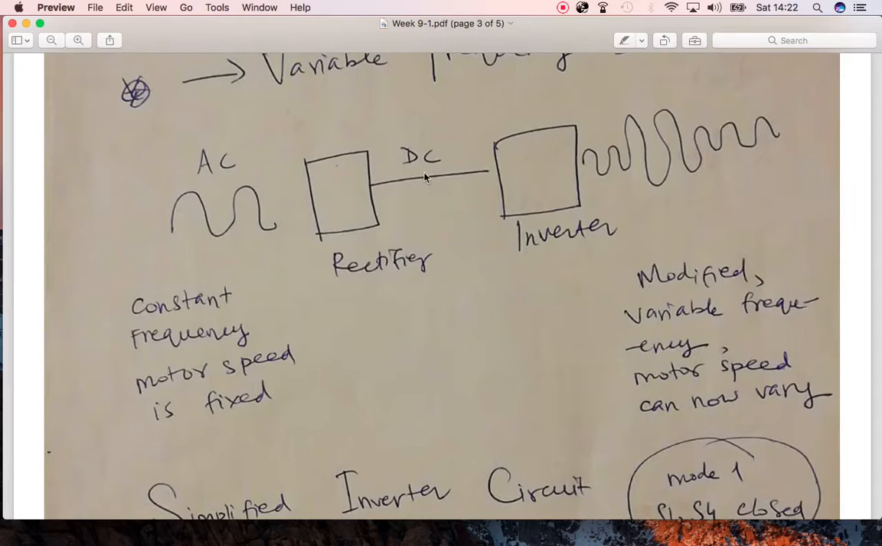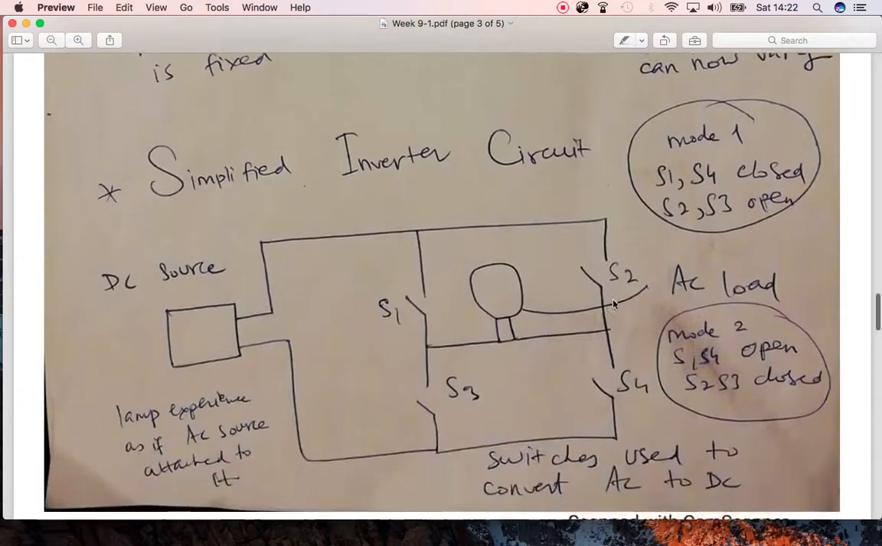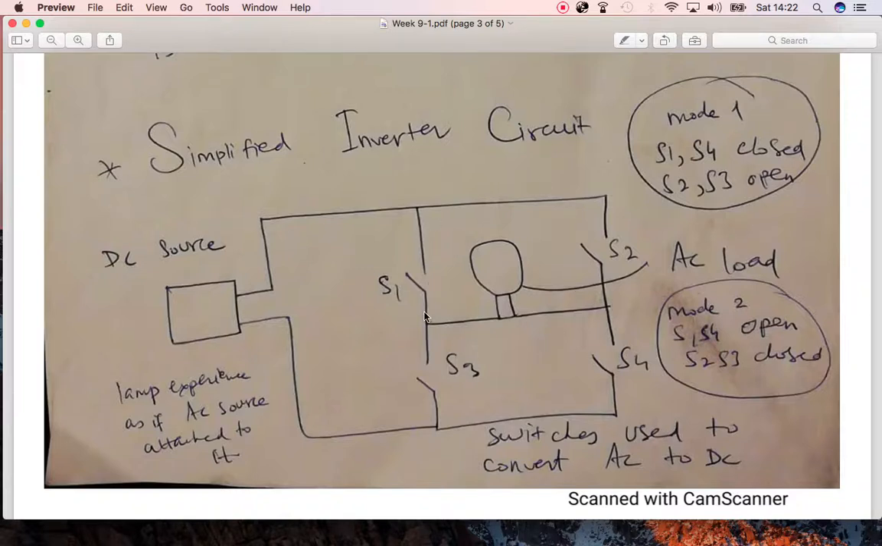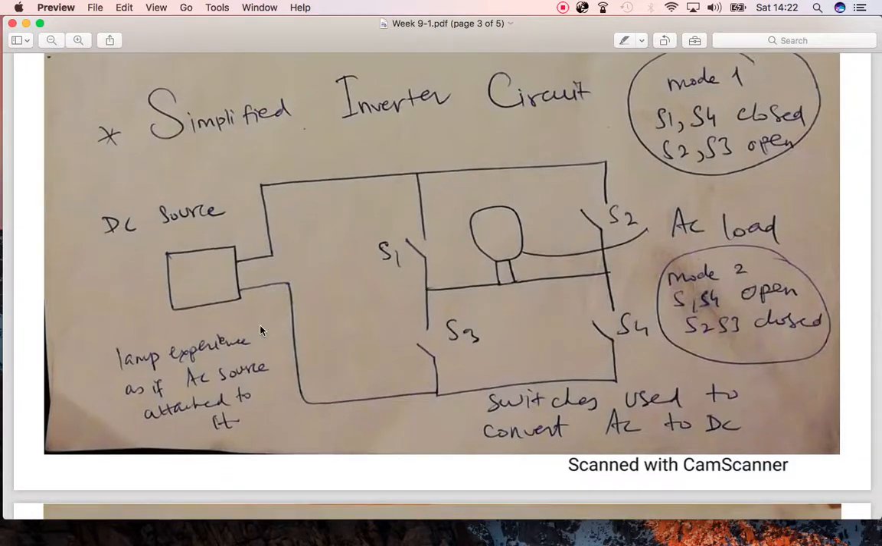After transformation from the rectifier into DC, and after DC transformation into a variable frequency AC signal, the motor can now regulate between high and low speeds of operation. We can have another simplified example of the inverter circuit. By looking at this circuit, you can see we have a DC voltage source over here, four switches, and an AC load, which can be a bulb.